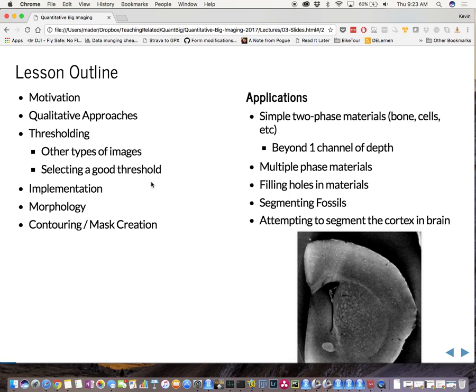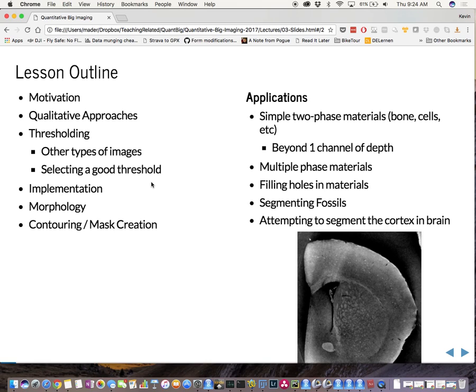In terms of the applications that we have, simple two-phase materials, so bone, cells, etc. When you're looking at a microscopy image, you usually have something that's the cell and something that's background. And so the two phases you're trying to separate are what's a cell and what's background. With bone, of course, it's a very similar idea. You have something that's bone and something that's air or water or not bone. Then multiple phase materials is the step beyond that. We'll cover more of that in the next lecture and how you deal with that. That's where you have bone with cells inside and air outside, so that you have three different things you're trying to distinguish from each other.